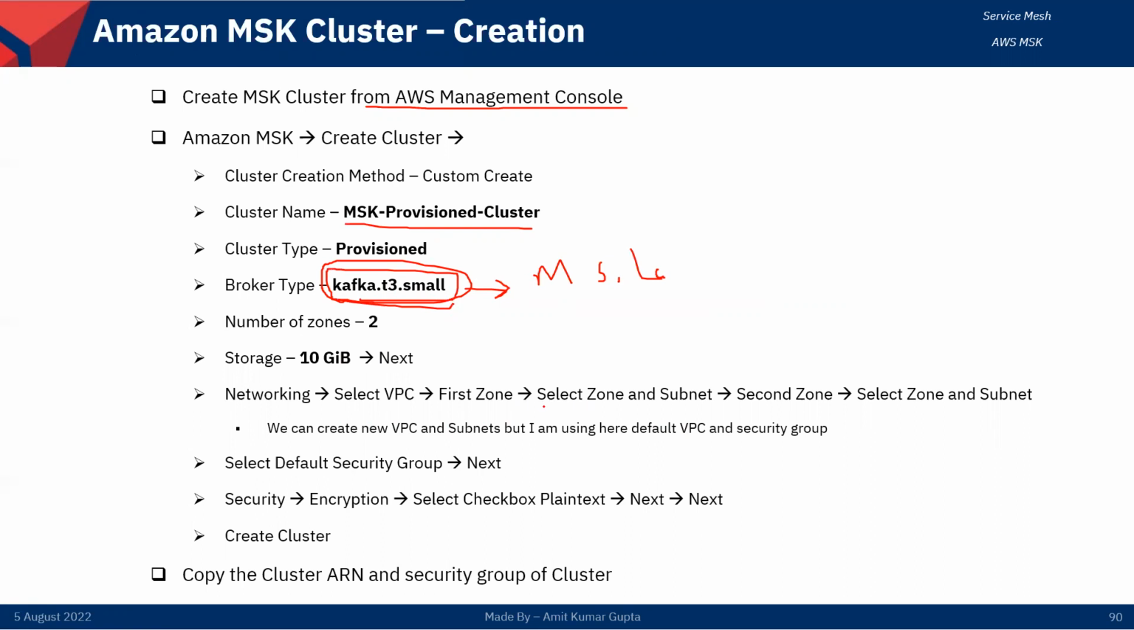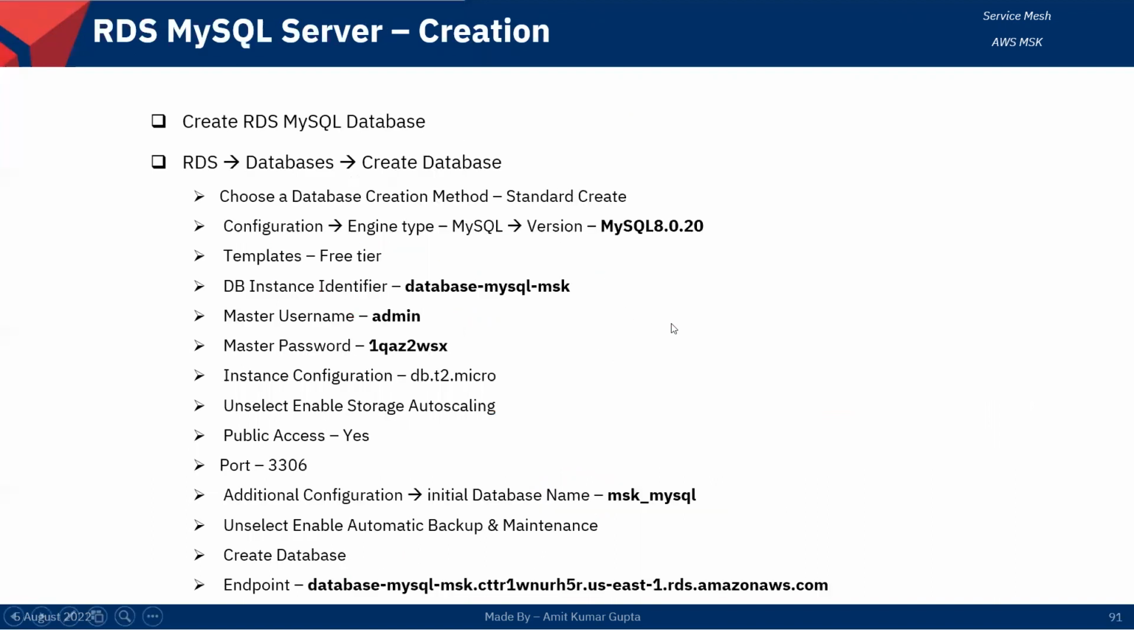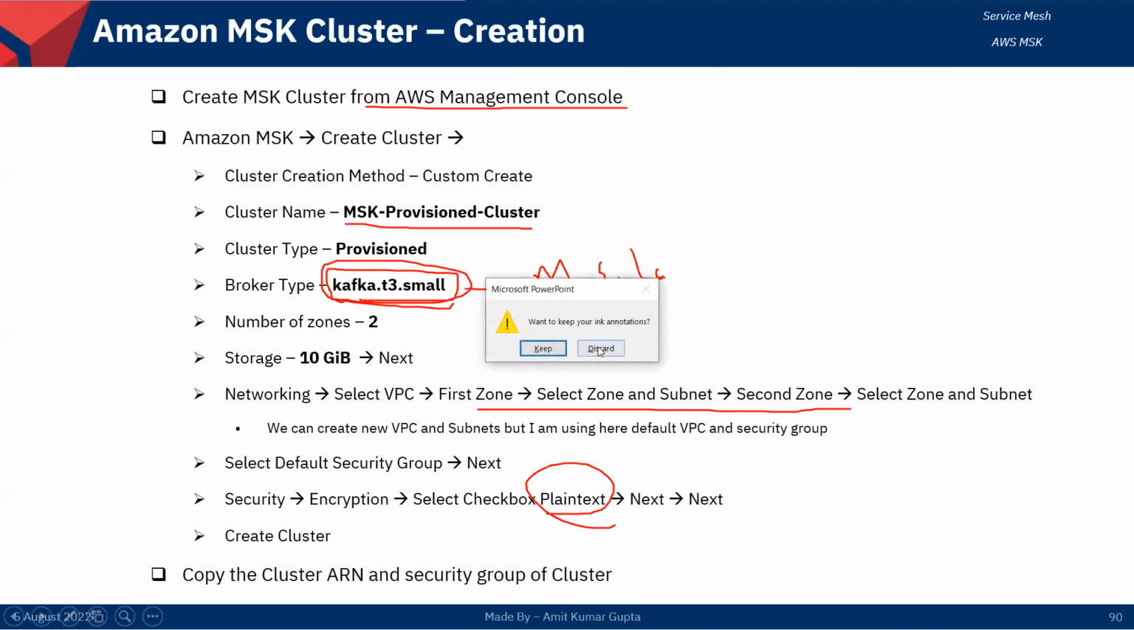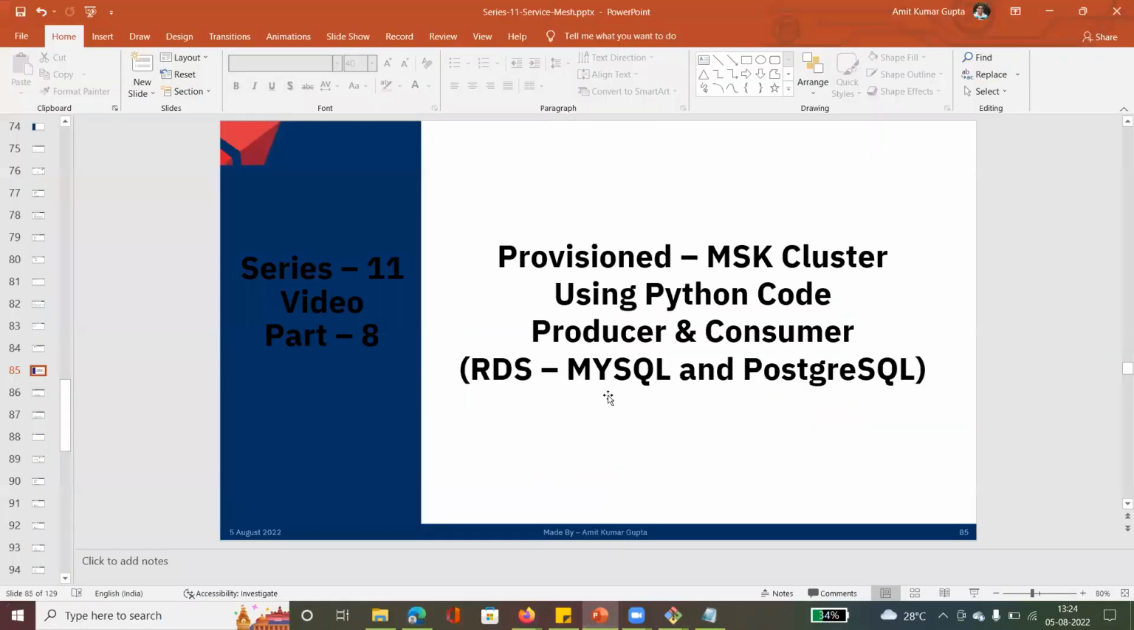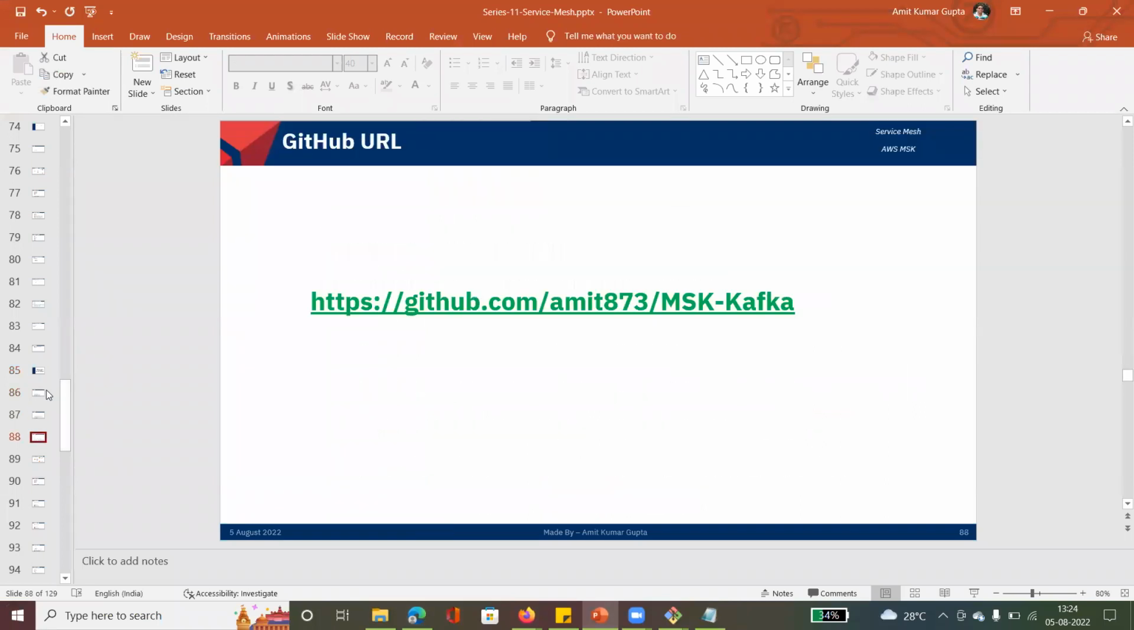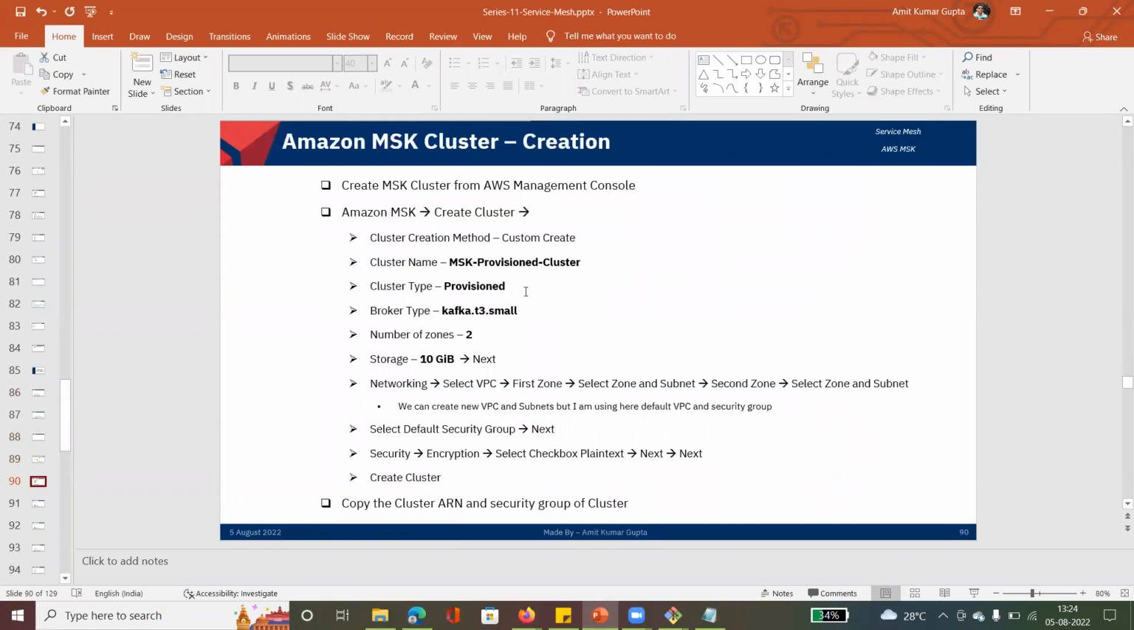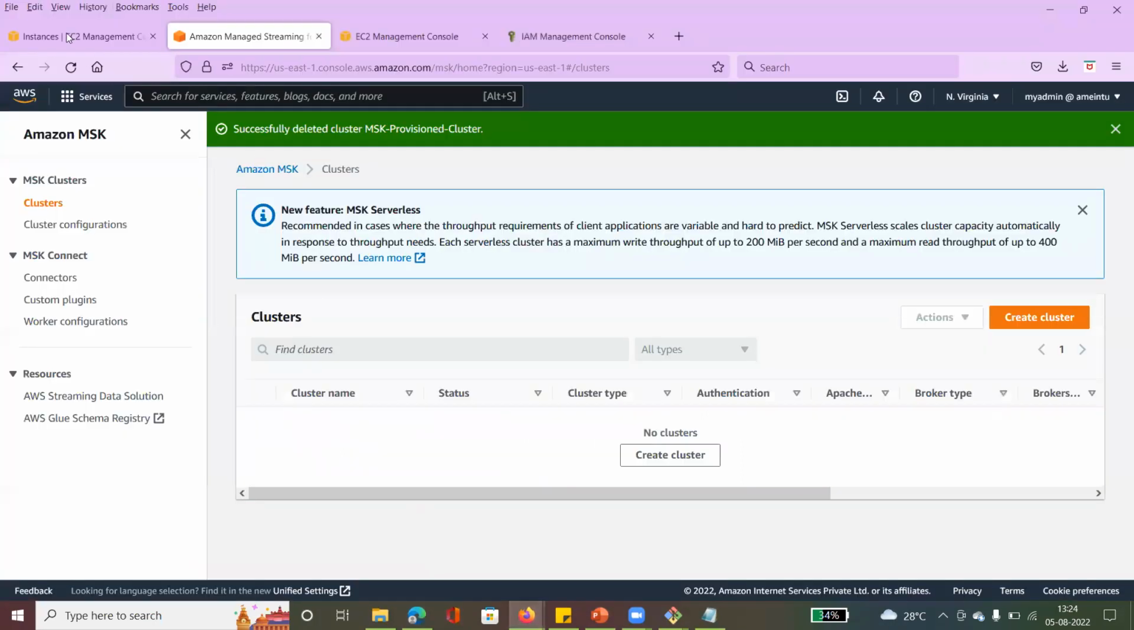And we will also select the VPC with two zones. Plain text is important. We need to enable plain text, and after that we will get all of those details here. So let's create the cluster first, then we will do the next step. Let's log into the console. This is already there. Let me create the cluster.